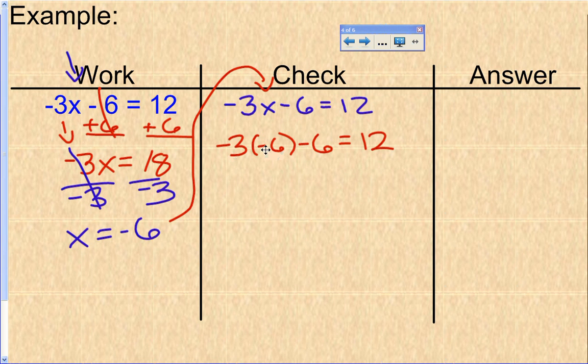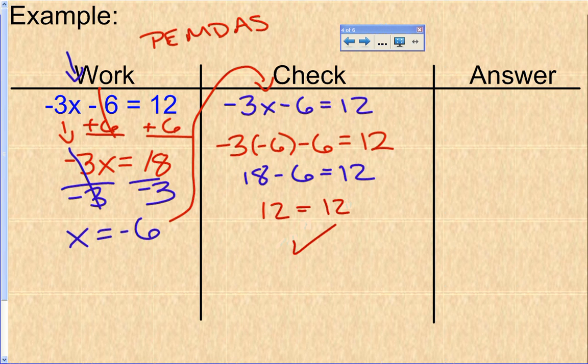Do the multiplication again first because of please excuse my dear Aunt Sally. So negative 3 times negative 6 is positive 18 minus 6. 18 minus 6 is 12, which is what it was supposed to be equal to. So we got the right answer. The magical number is negative 6. My answer is x equals negative 6.